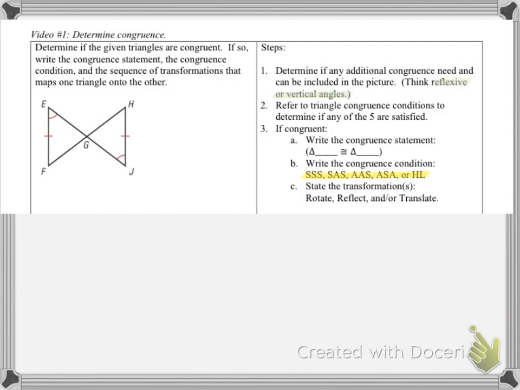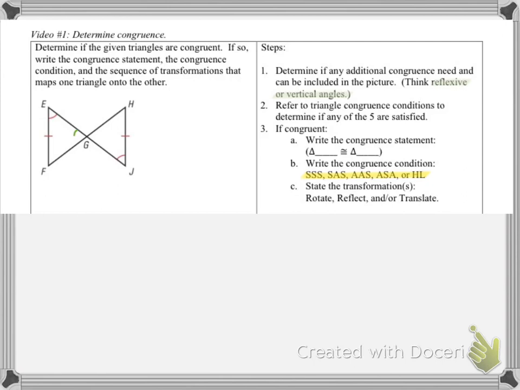So if I take a look back at my picture, I don't have reflexive sides. Those sides would belong in both triangles. So it would be a line segment, like kind of down the middle, if you want to think about it that way. So I don't have that. However, I do have 2 lines that are intersecting. So EJ is intersecting with FH at point G, which means I have vertical angles.